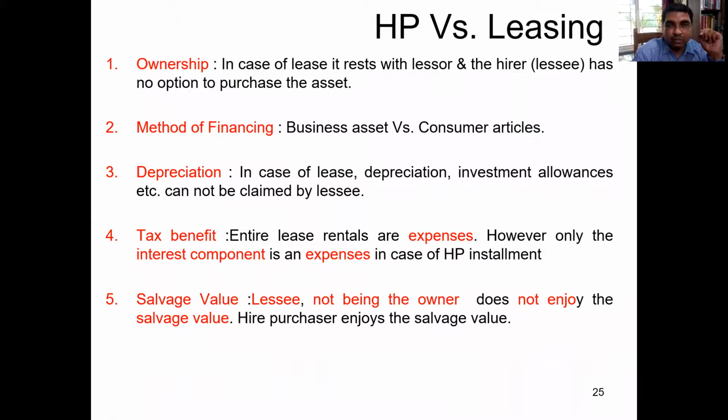Now I think you'll be able to differentiate between hire purchase and leasing. In case of leasing, parties like lessor and lessee are involved. It depends who is the practical owner, depending upon the type of lease. The method of financing is different in hire purchase and leasing. In hire purchase, the purchaser can charge depreciation. In case of lease, depreciation, investment allowances, etc., cannot be claimed by the lessee, but the hire purchaser can claim them.